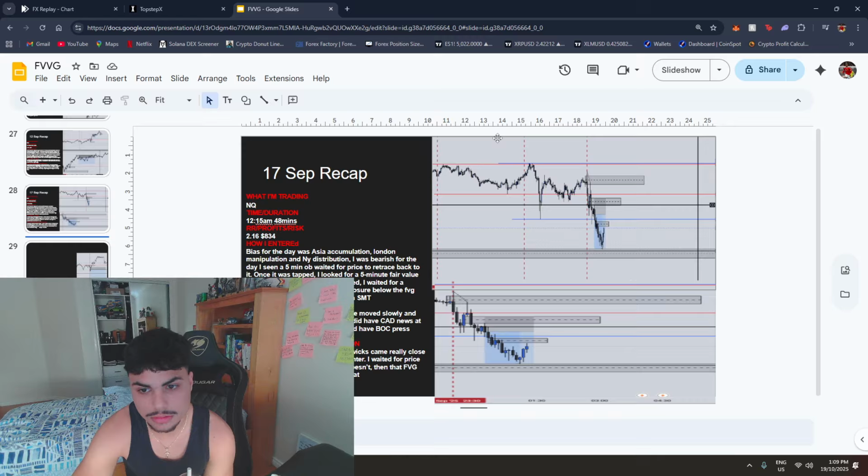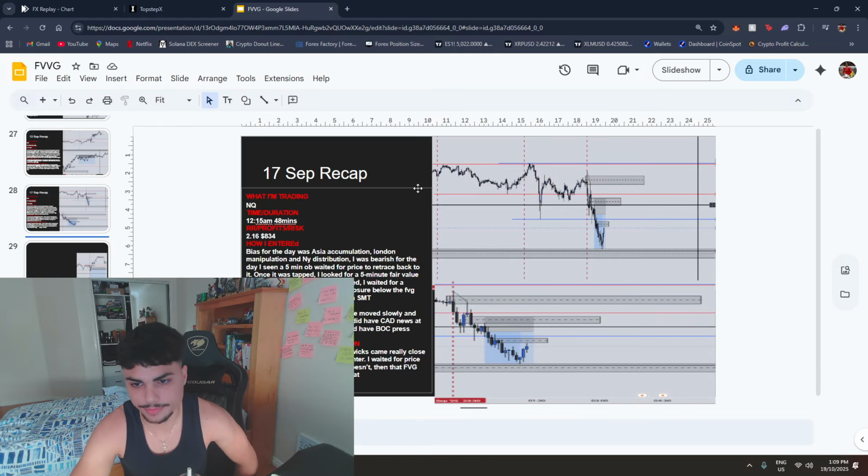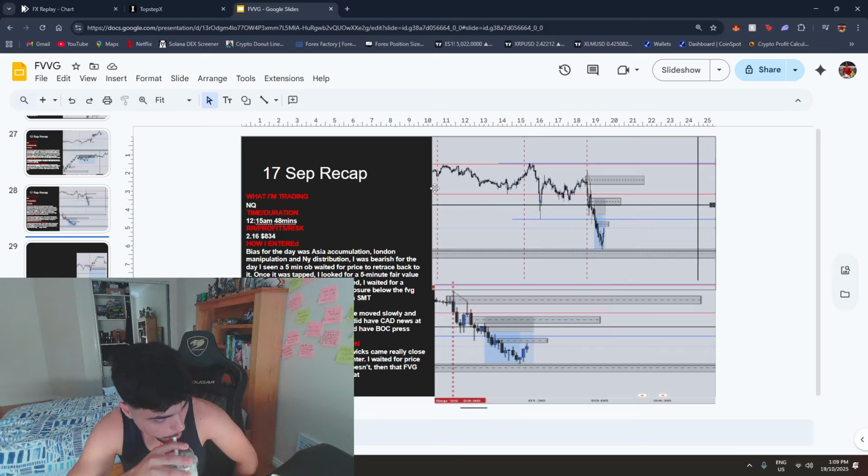So now we're looking for a New York reversal and a bit of manipulation. When New York opens, you can't see it, but we did come up straight away, and that's the manipulation. Now daily bias is bearish for the day.